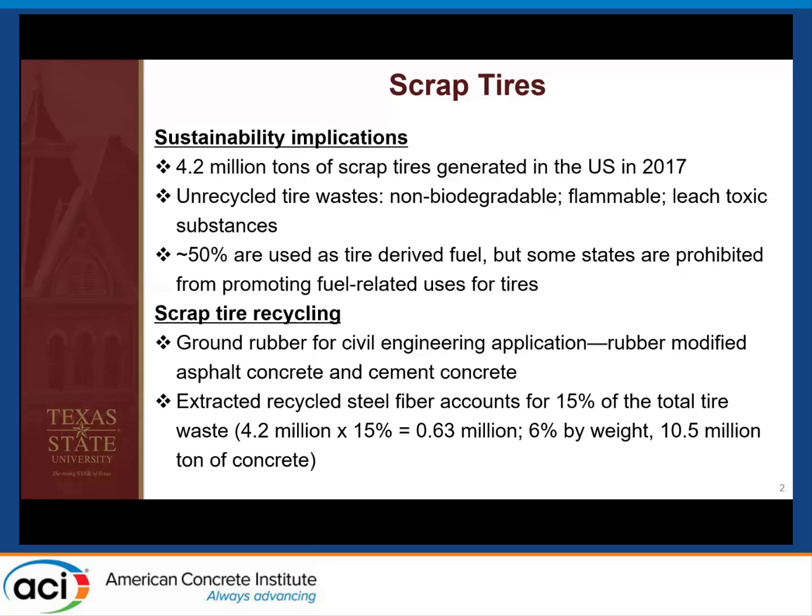By talking to a vendor, we found that around 15% of the scrap tire, by weight of the total tire waste, can be extracted as steel fiber. So if we do a simple math here, 4.2 million tons multiplied by 15% by weight, then the annual production of the recycled steel fiber can be 0.63 million tons. And assuming we use 6% by weight in reinforced concrete, then we can produce 10.5 million tons of concrete annually.